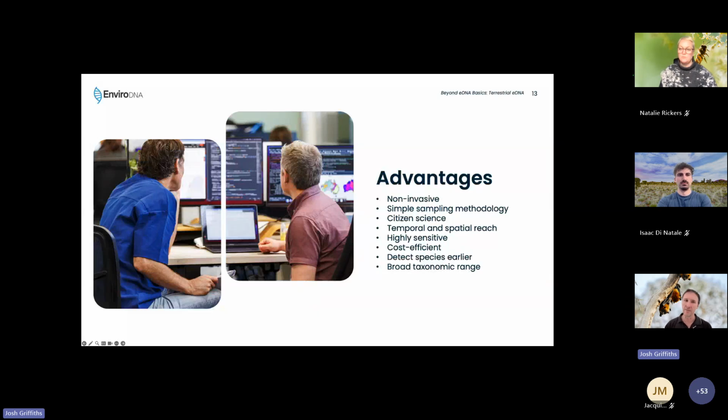Because of that high sensitivity, we can detect species earlier. So this is really important for biosecurity, invasive species, to try to control and eradicate them. And as I mentioned, there's a whole range of species that we're able to detect, from those microorganisms through to large vertebrates. So we can get a much better picture of the whole spectrum of biodiversity rather than just focusing on one or a small group of organisms.